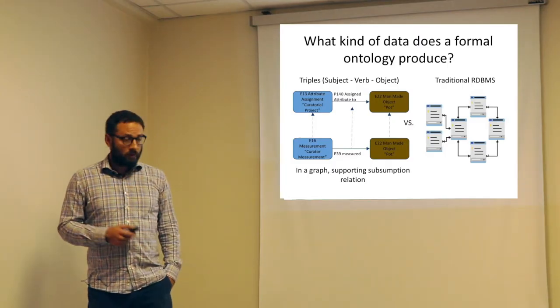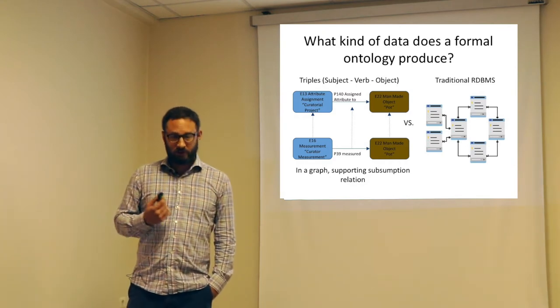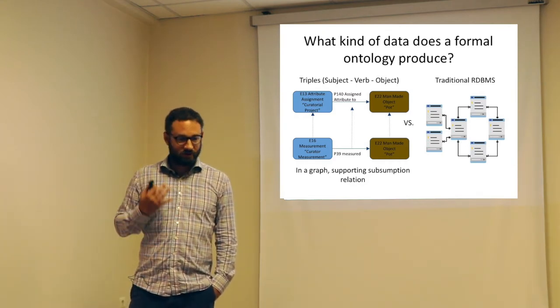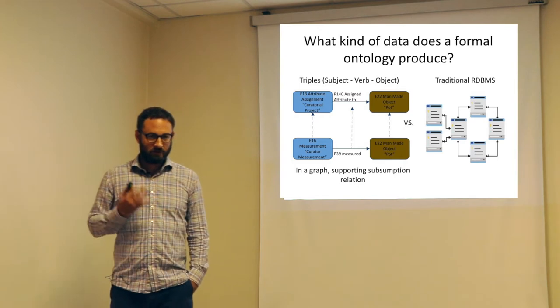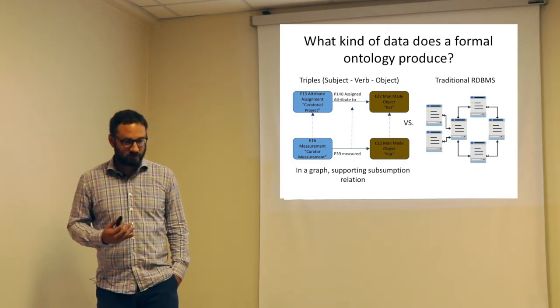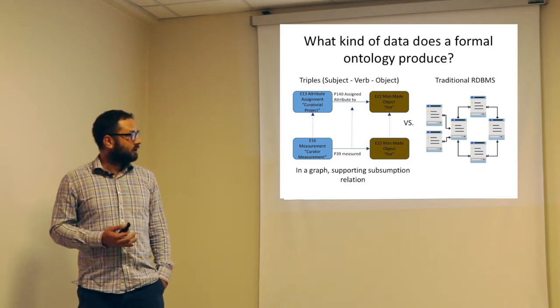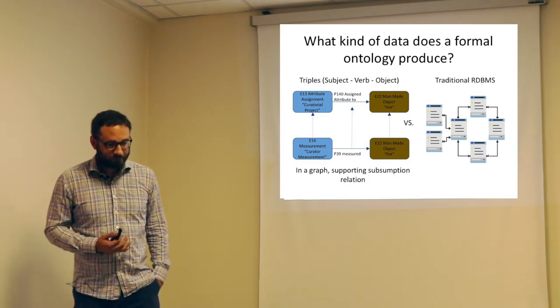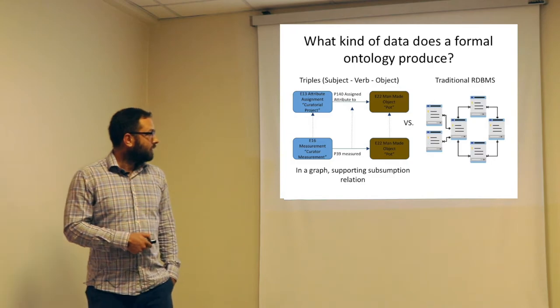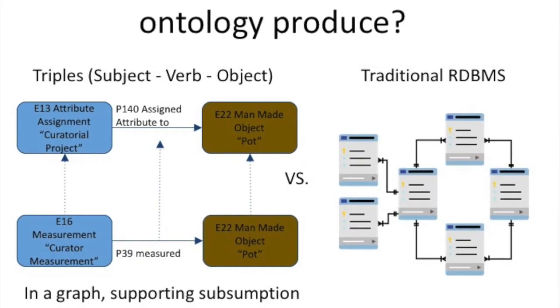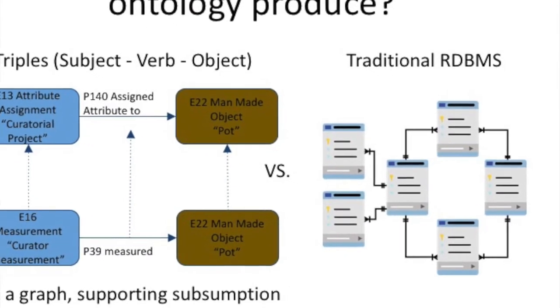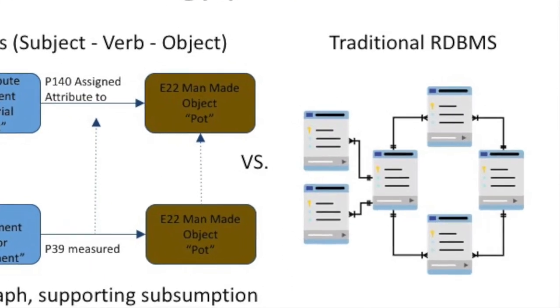So those are the main things that you would look for and read in an ontology once you had found the one that was relevant to your domain of research. And then you might ask, well, what kind of data does an ontology produce? Well, on the right here, we have a traditional representation of a traditional relational database.